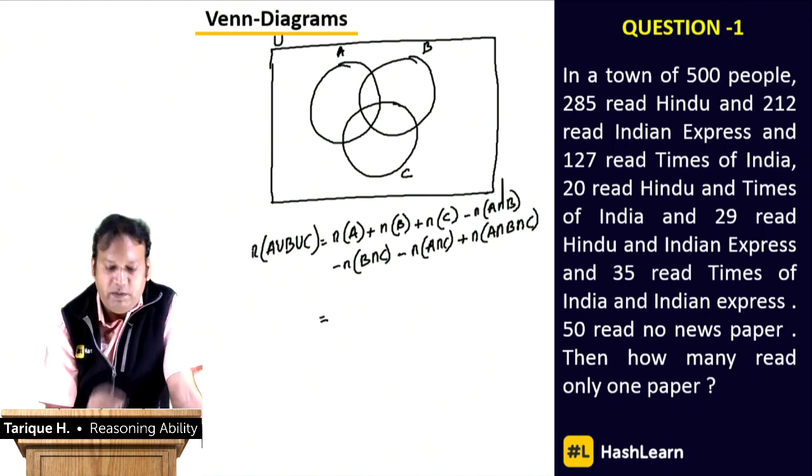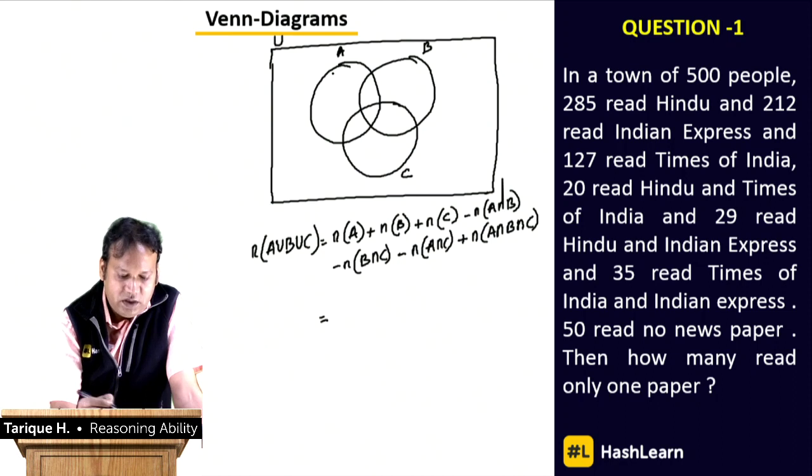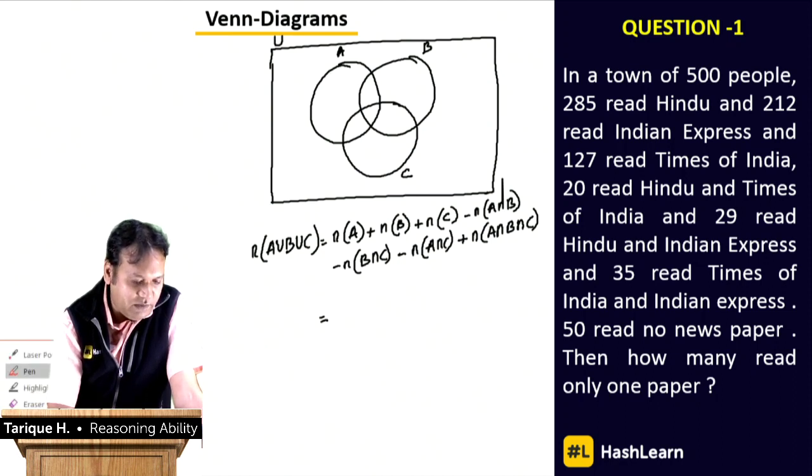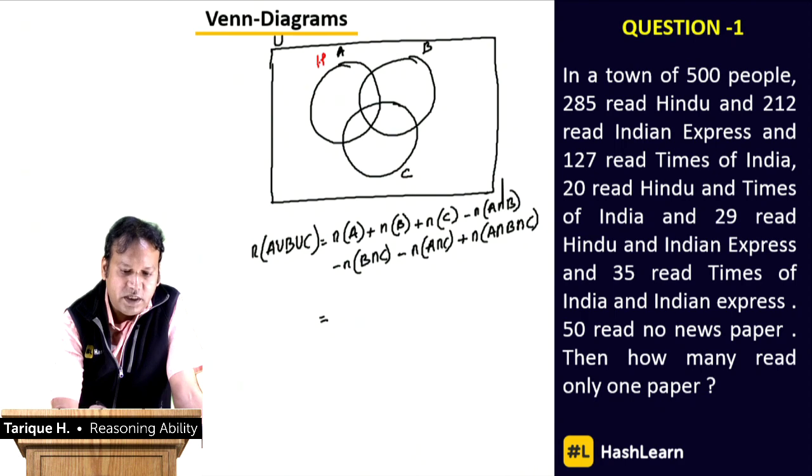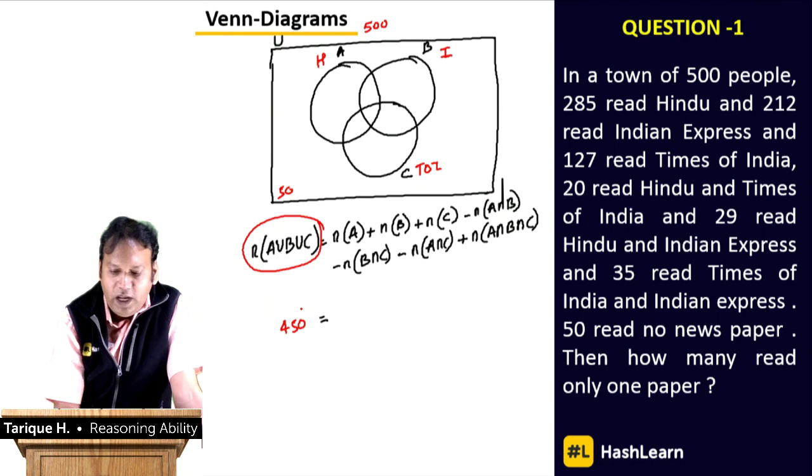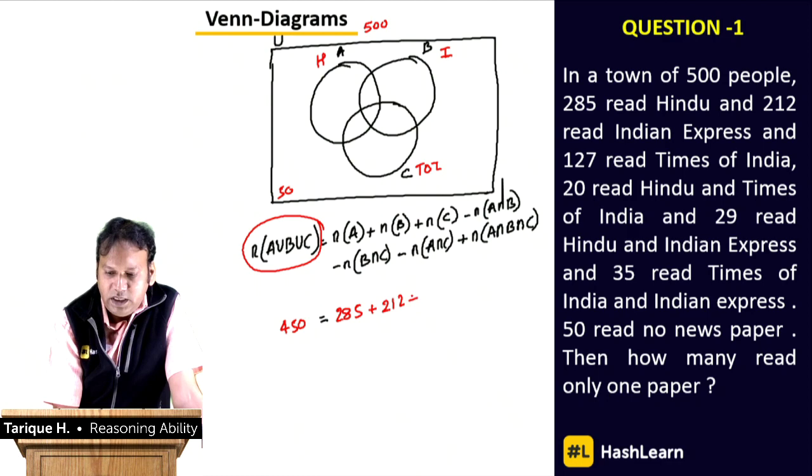N here represents the number of elements. So here we have 3 sets. Let's understand what the 3 sets are. This is the Hindu newspaper, this is the Indian Express, and this is the Times of India. Now we also know that 50 people don't read any newspaper. So out of a total of 500, if 50 are removed, then this entire thing should become equal to 450. 450 is equal to, and then we can write down the values: total people who read the Hindu is 285, total who read the Indian Express is 212, and total who read the Times of India is 127. So this is the first thing that we do.